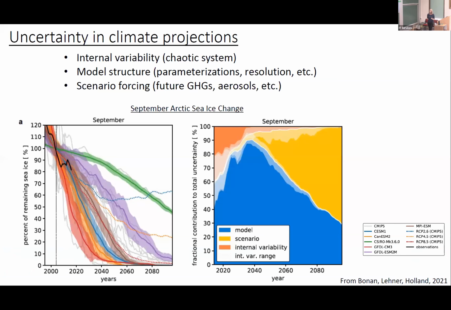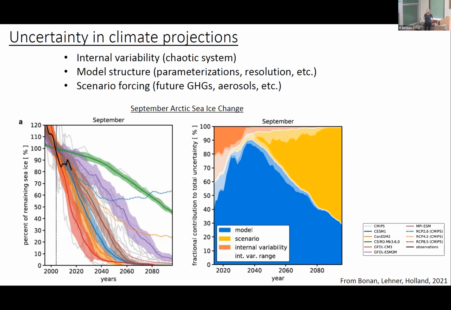Okay, so there's been a lot of work done looking at uncertainties in climate projections and what the sources of those uncertainties are. And so we can track it to basically three different characteristics of our climate simulations. So there's internal variability, which just arises from the internal climate dynamics. There's a model structure, of course, the fact that our models aren't perfect, we have different parameterizations, different resolution, et cetera. And then there's scenario forcing, the fact that we don't actually know what emissions of greenhouse gases and aerosols will be in the future. So there's been a lot of work looking at these sources of uncertainty in climate projections.